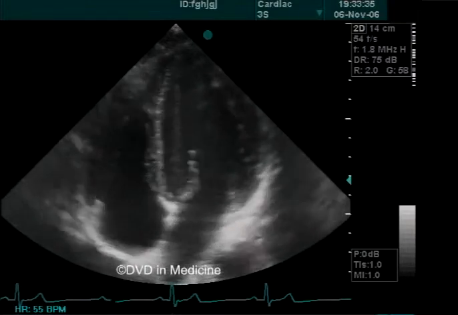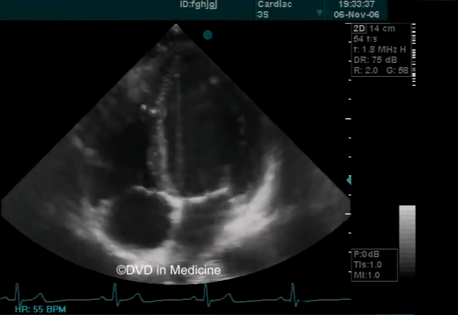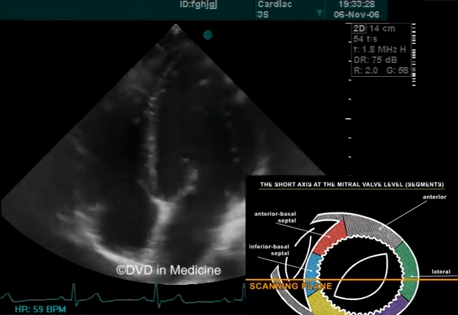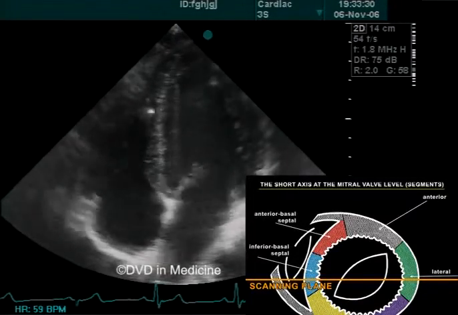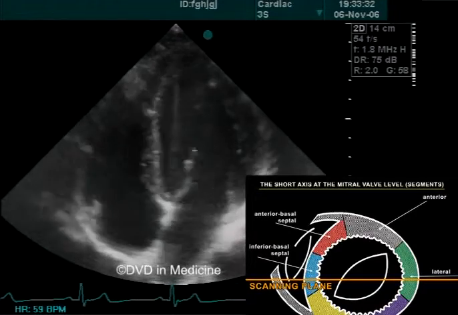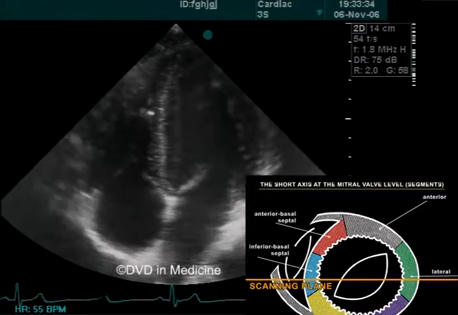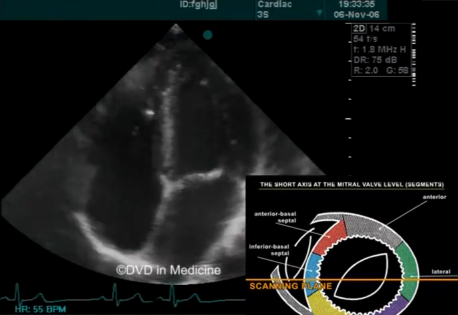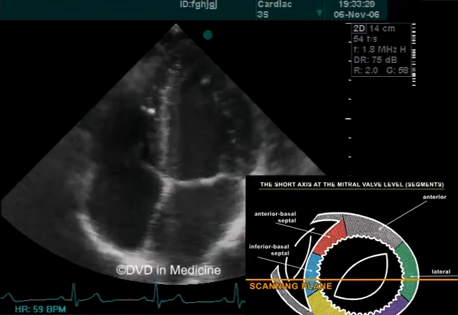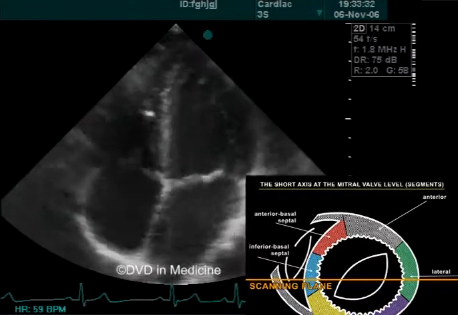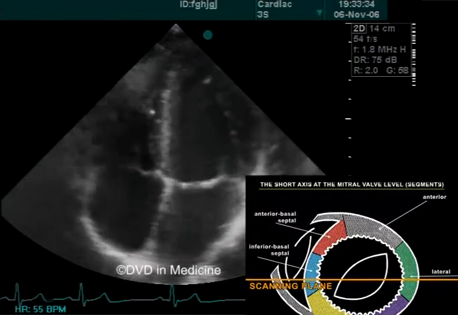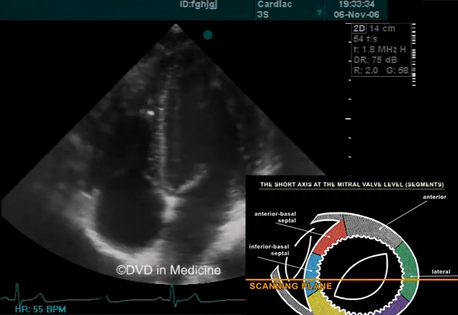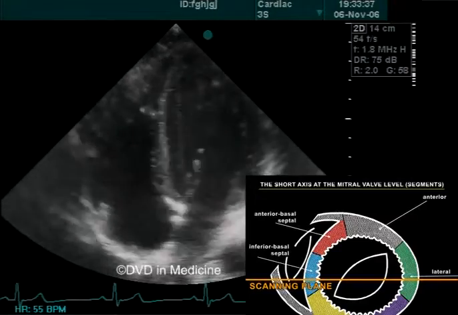In an apical 4-chamber examination, the scanning plane crosses the inferior segment of the interventricular septum. It is important to keep this aspect in mind when assessing the patient with coronary heart disease. In typical cases, the inferior segment of the interventricular septum receives blood flow from the right coronary artery or the circumflex artery, as opposed to other segments of the interventricular septum, which receive blood from the left descending coronary artery.